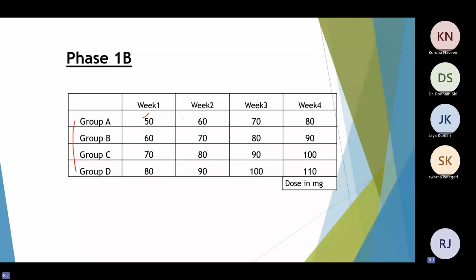then in group D we started with 80, and then we are increasing it. Okay, that's why it is a multiple ascending dose study, because we are giving different doses of the drug in ascending order. Again, we'll do the same thing. We'll take the blood sample and we'll see whether any subjects are having abnormal lab parameters or abnormal ECG or anything else. Okay, now everybody is clear, right, about phase 1A and phase 1B.